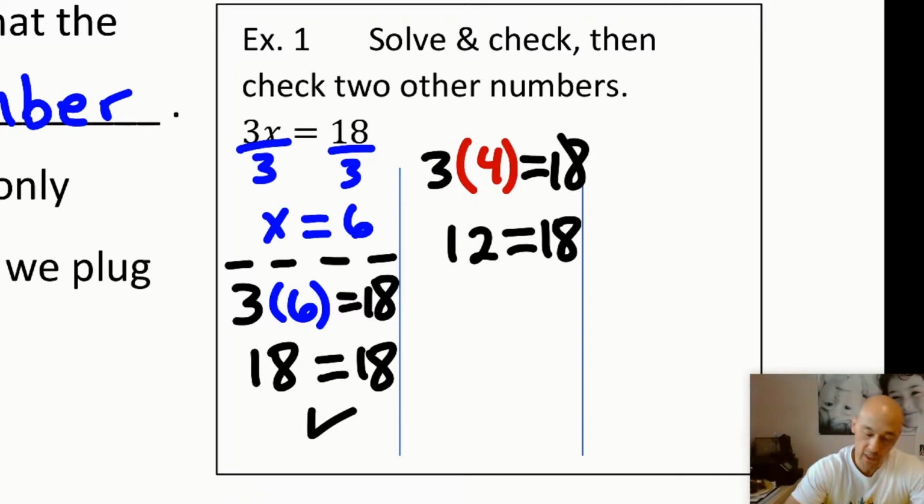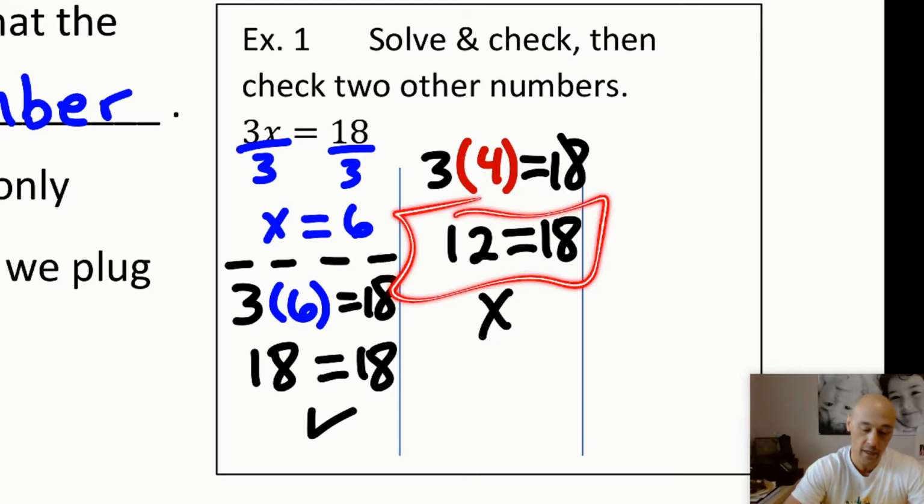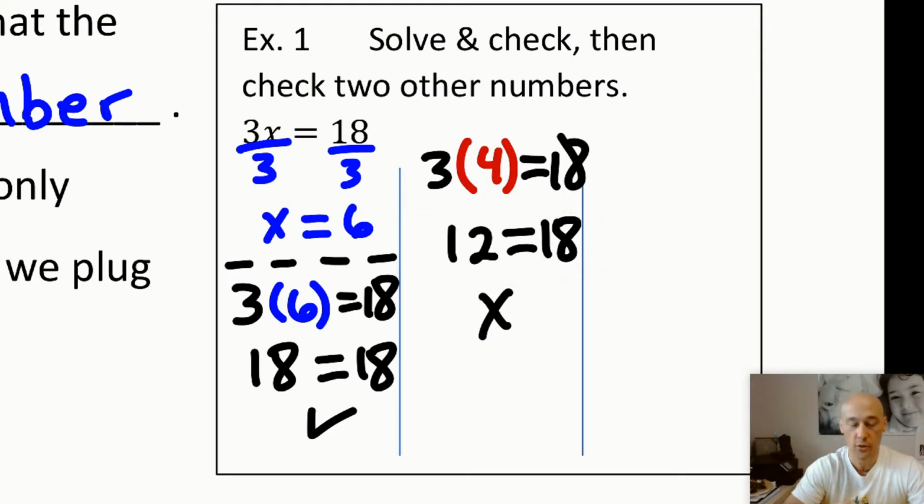And we have 12 is equal to 18. No, 12 doesn't equal 18. That's not true. That does not work. So that means 4 is not a solution to the equation. Well, that's good. We said that 6 was the solution to the equation. So 4 should not be. And that's great. Worked out just right.